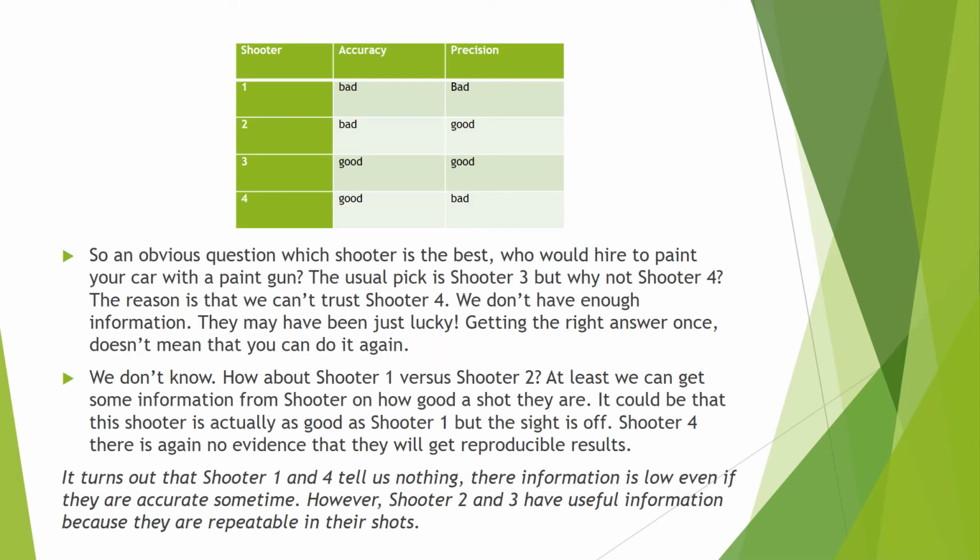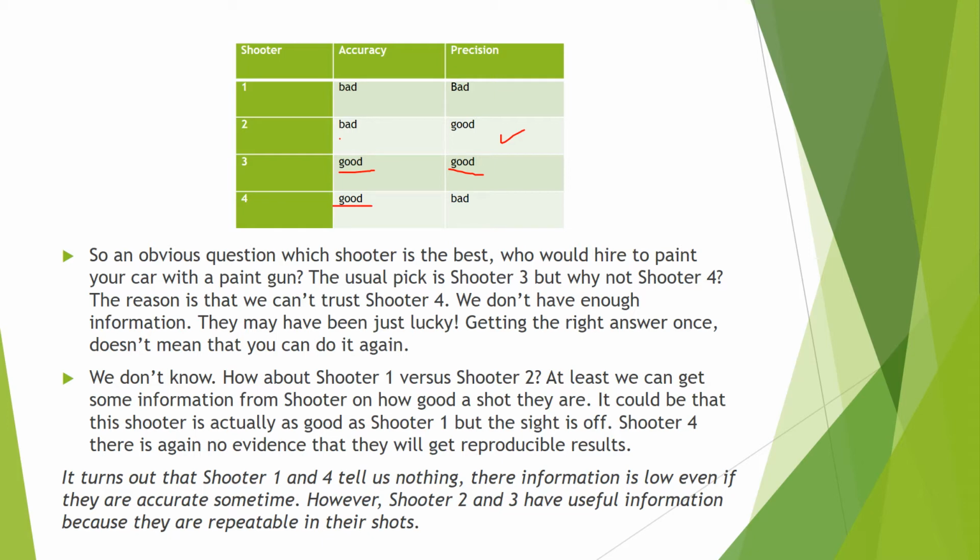So we would graph this. Number 1, bad, bad. Number 2, bad accuracy, but good precision. Number 3, good, good. And number 4, good, bad. So our obvious question is, which shooter is the best? Well, if you define how good the shooter is by hitting the bullseye and precision, you'd pick number 3. But number 4 is pretty good too, because they hit the bullseye.